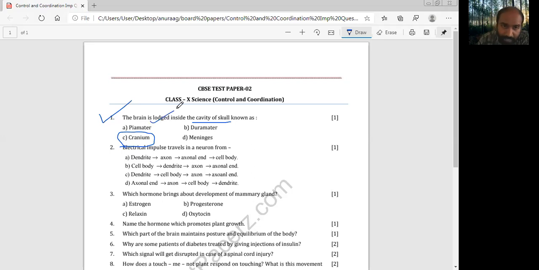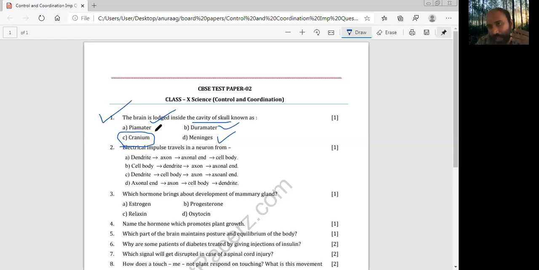So what are pia mater, dura mater meanings? We'll discuss that. Okay, now cranium. Cranium is the correct answer here. Cranium is nothing but the skull part, the bony part of your head, right? This particular bony part. Skull basically is also called cranium, basically speaking. Okay, so the answer is cranium. Now, pia mater, dura mater meanings.